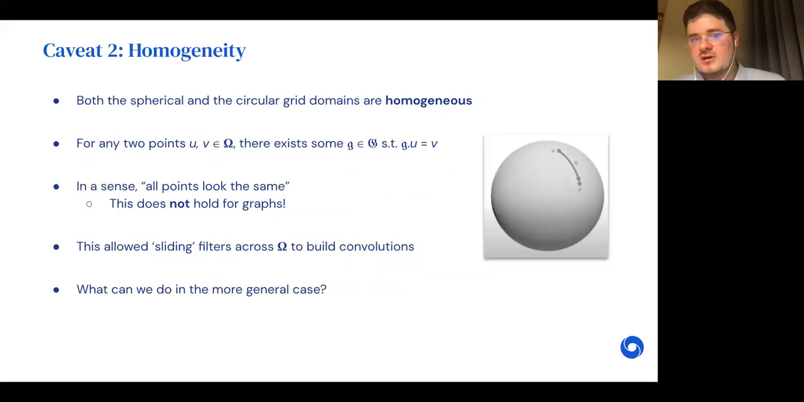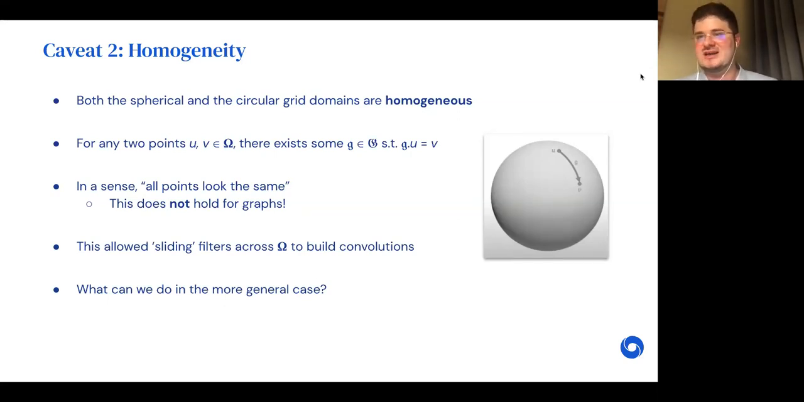The second very important caveat here is that both the sphere and the circular grid are so-called homogeneous domains, which means effectively that any 2 points on the domain look the same, right? Every point on the sphere kind of locally looks the same as any other point on the sphere. This, of course, does not hold on graphs. When we did this on spheres and grids, it allowed us to basically define a nice geometric spatial filter and just slide it across the domain to build convolutions.